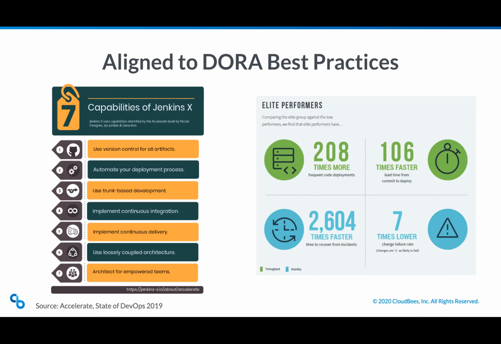And you can see why we do it, right? So on the right-hand side of the screen, you'll see that these elite performers that undertake these best practices have a huge advantage. 208 times more code deployments. They're recovering from incidents a lot faster, 2,604 times faster, in fact. They go from commit to deploy 106 times faster. These are astronomical statistics. And what we want to do is to take all of these best practices that are resulting in these fantastic gains for people and package them up so that we can all build better software faster.